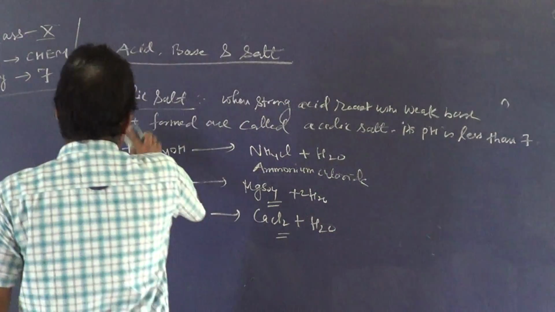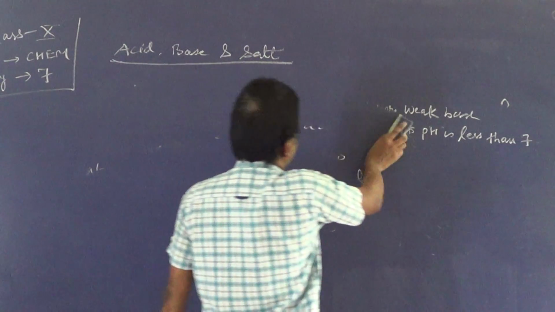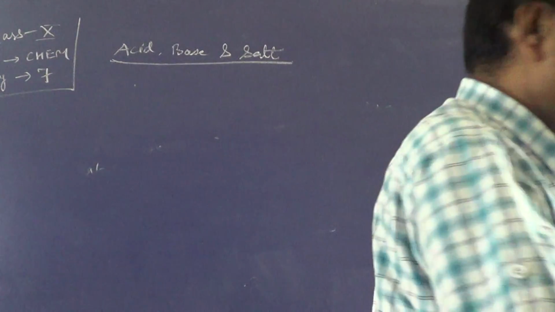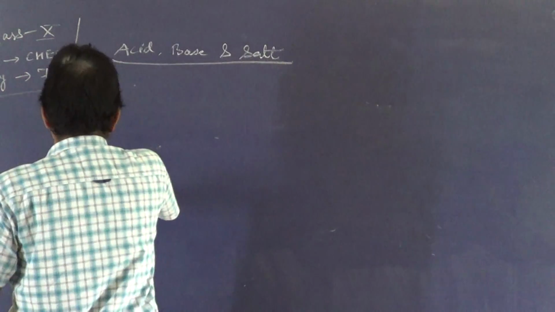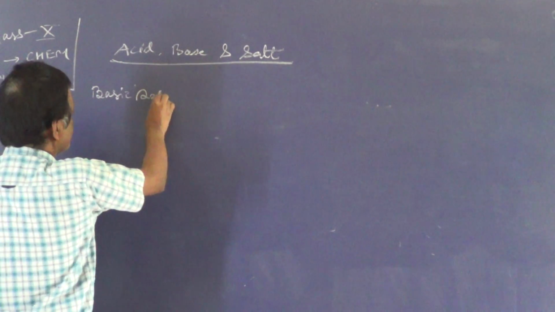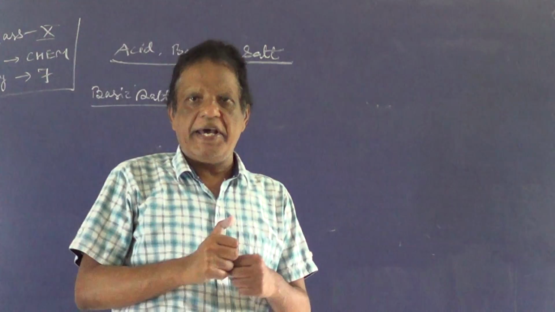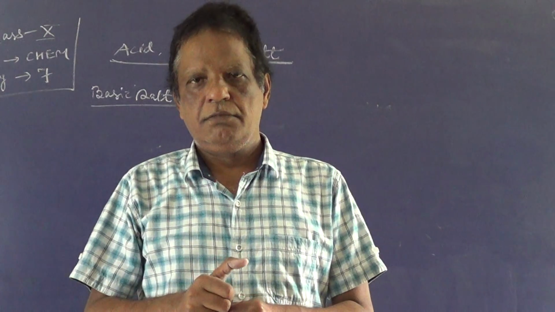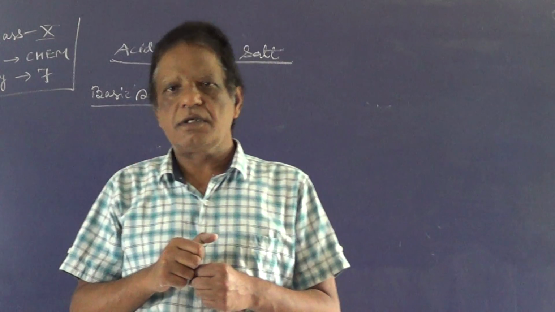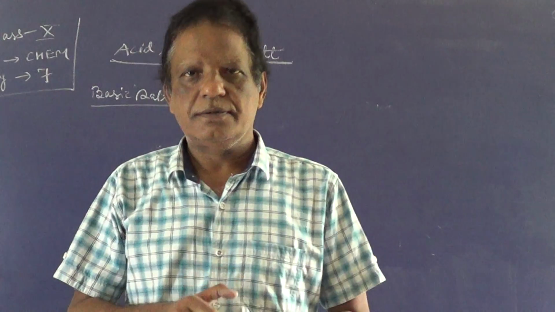What is basic salt? When a strong base reacts with a weak acid, the salts are called basic salts. Its pH is greater than 7. Okay, these salts are called basic salts.